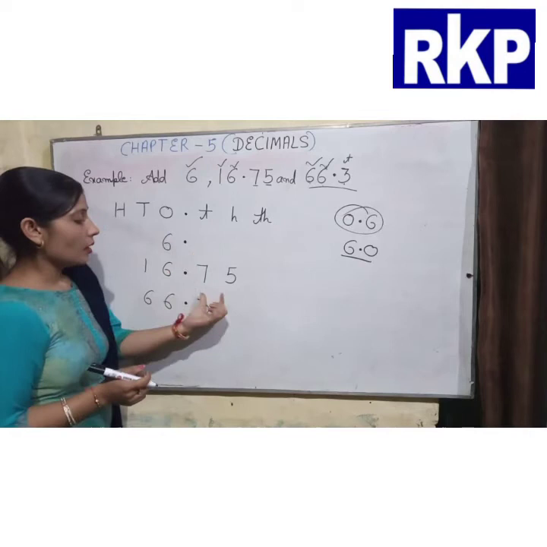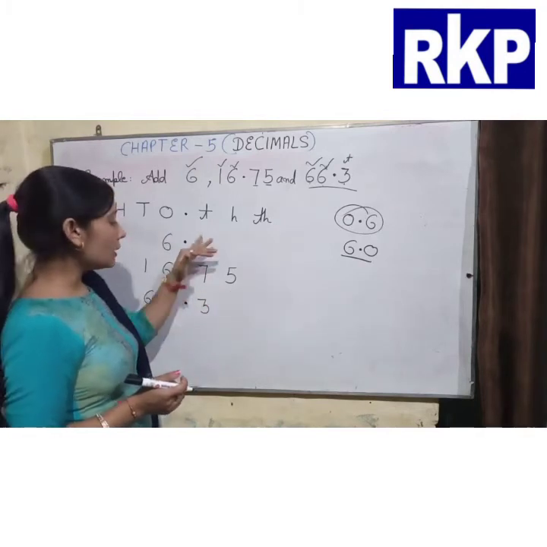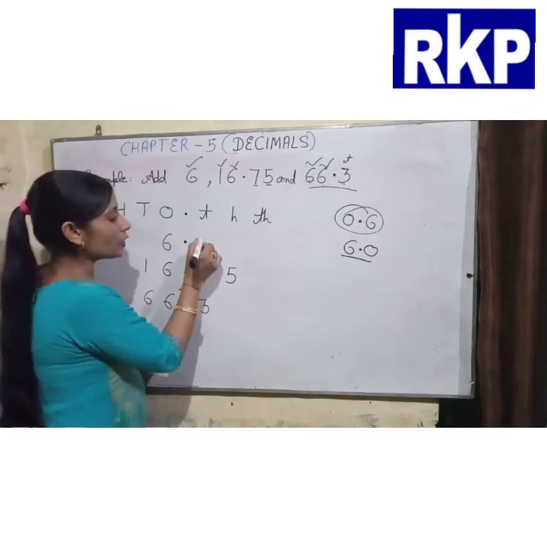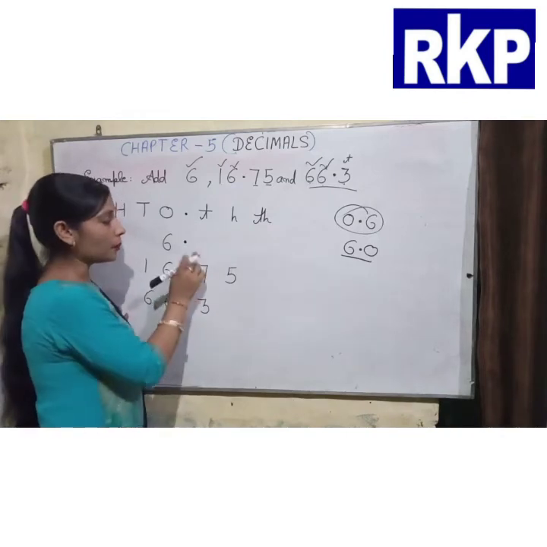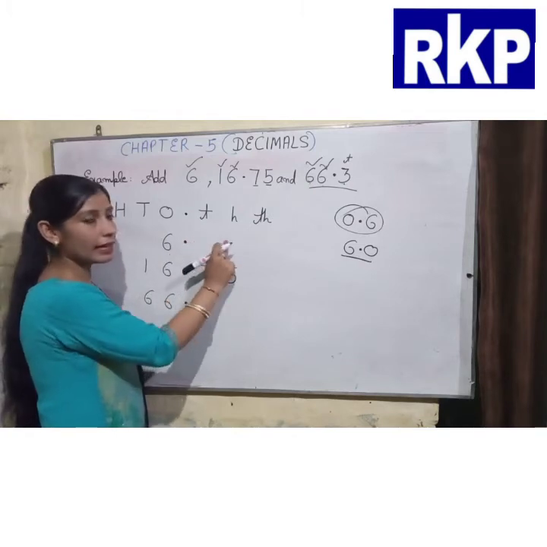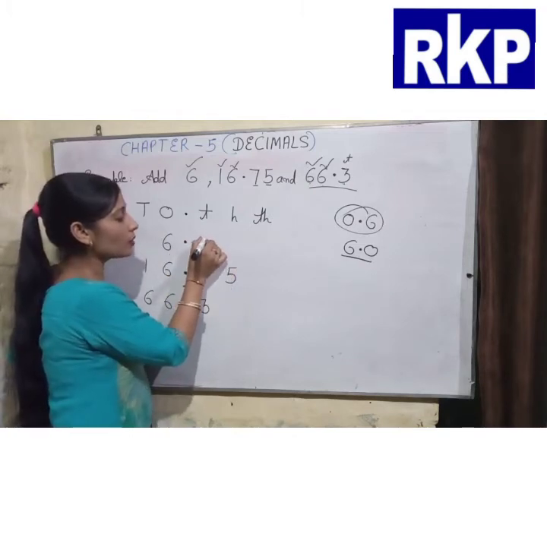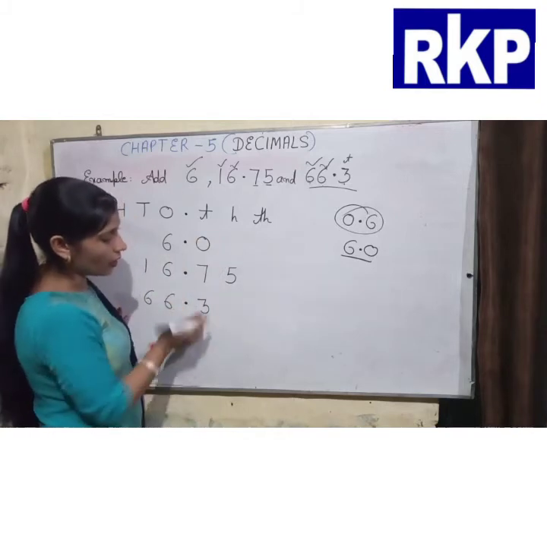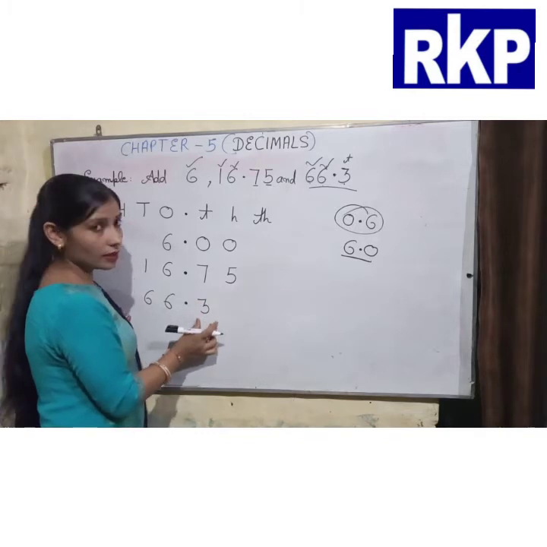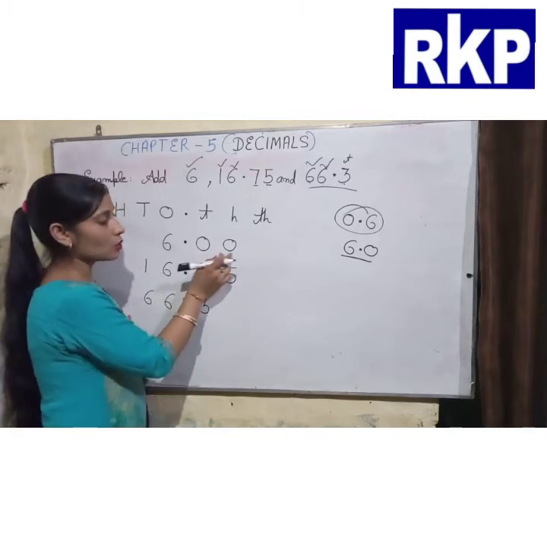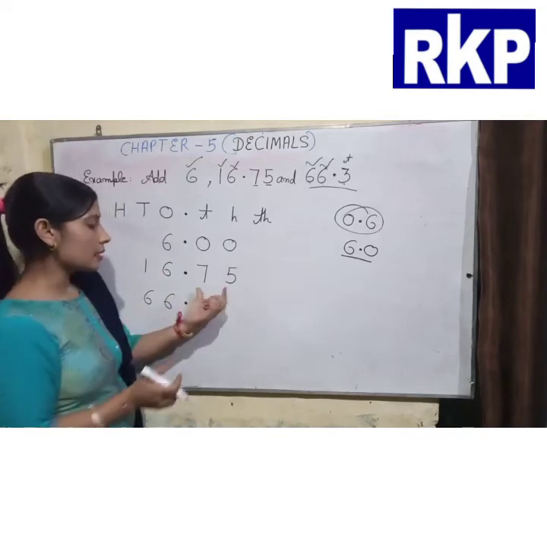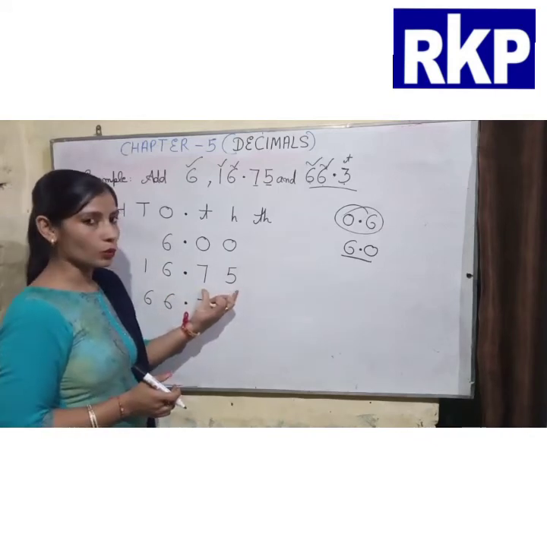Now beta, to make these numbers like decimals, okay, we need to put 0 after decimal. Here we have only decimal, don't have any digit. So here we have to put 0. How many zeros beta? Only 2. Because here only 2 digits, here 1, and here don't have any digit. So we need to put only 2 zeros, because the highest number of digits is 2.